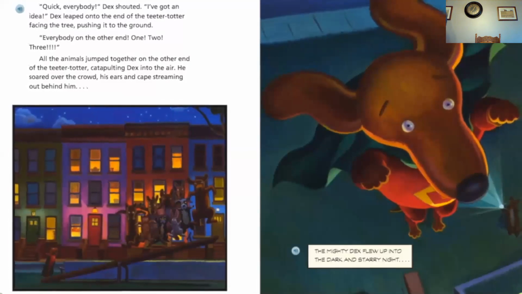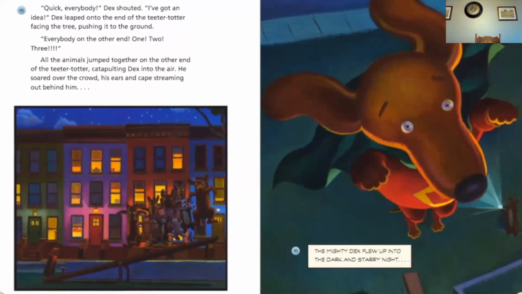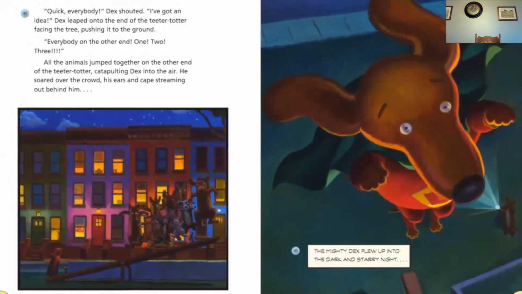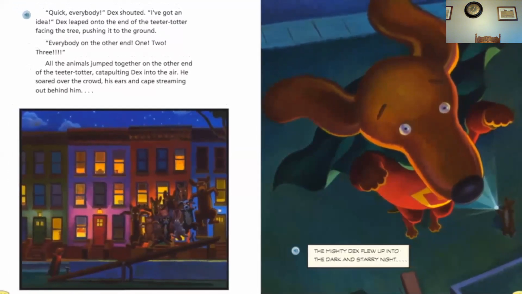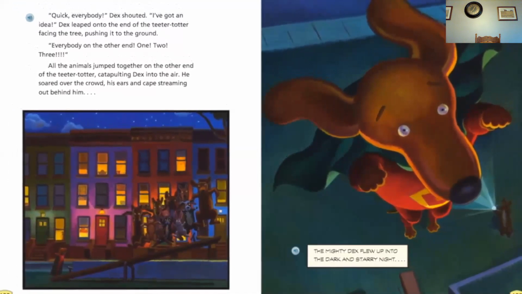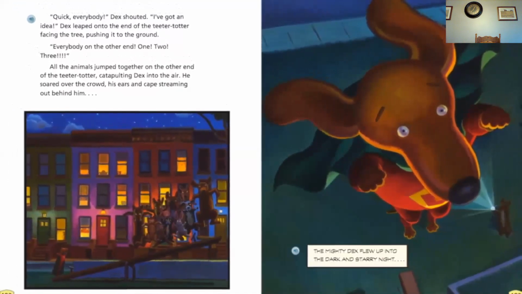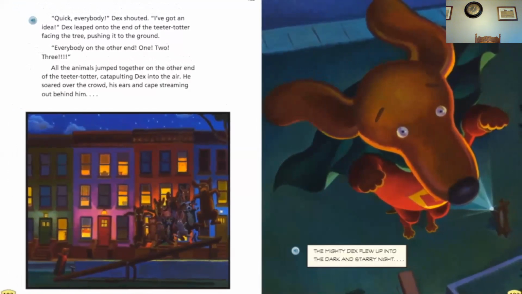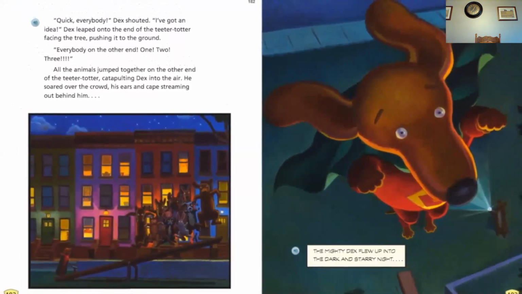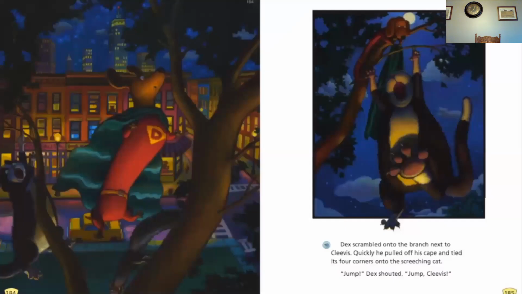Dex leaped onto the end of the teeter-totter facing the tree, pushing it to the ground. "Everybody on the other end! 1, 2, 3!" All the animals jumped together on the other end of the teeter-totter, catapulting Dex into the air. He soared over the crowd, his ears and cape streaming out behind him. The mighty Dex flew up into the dark and starry night.